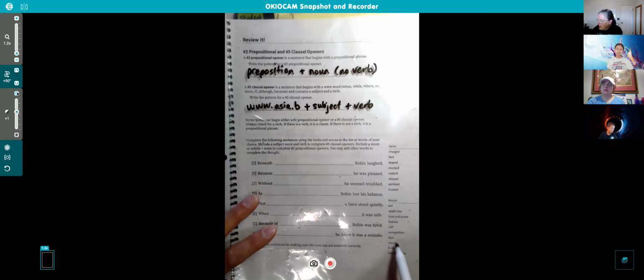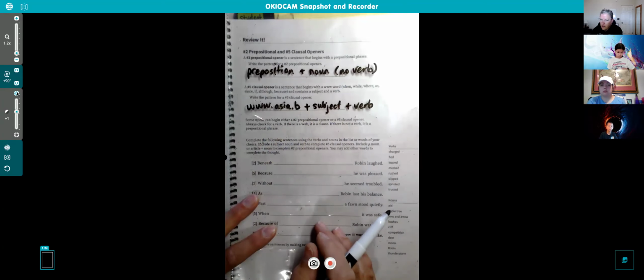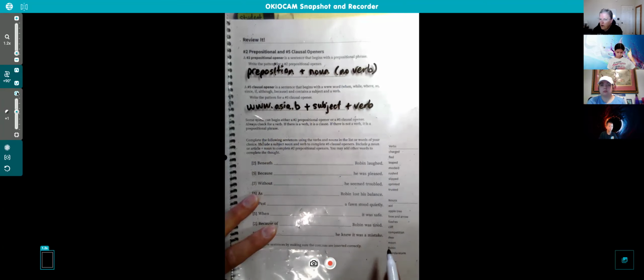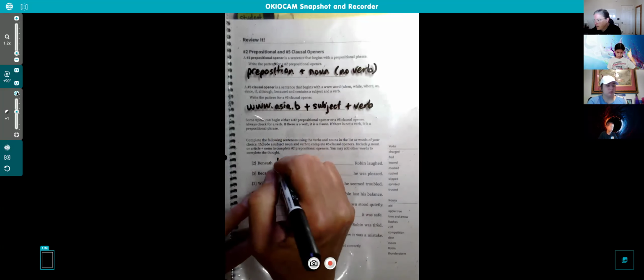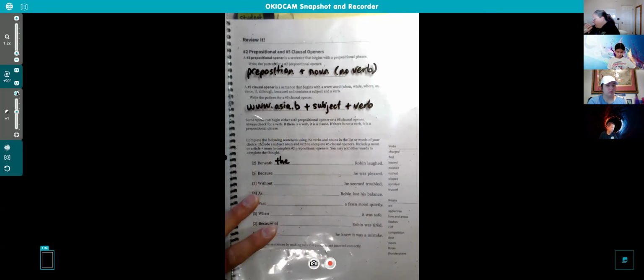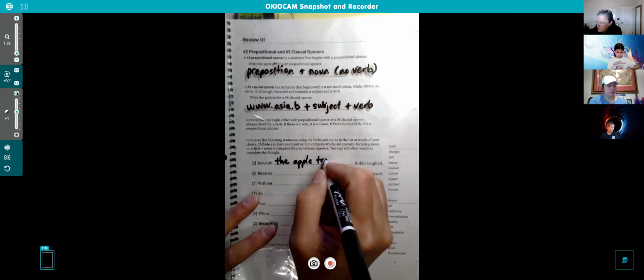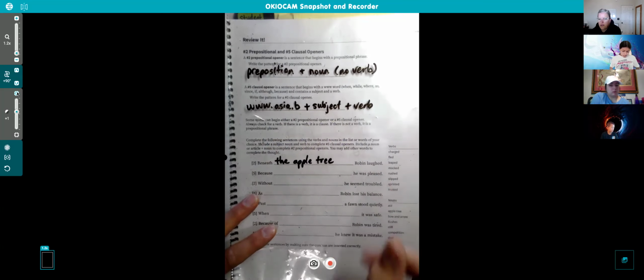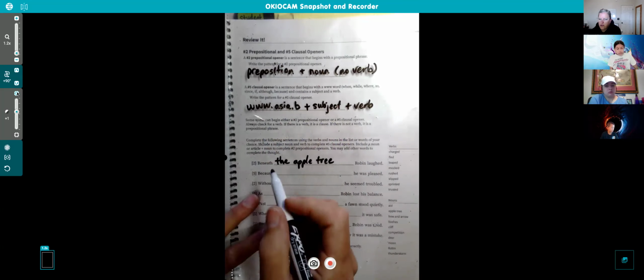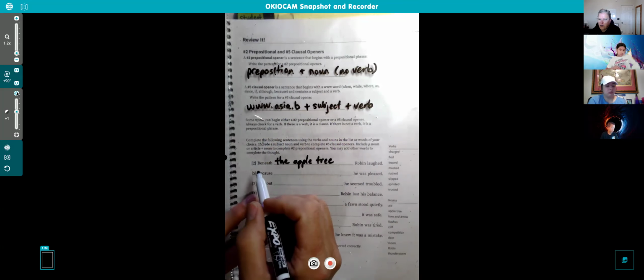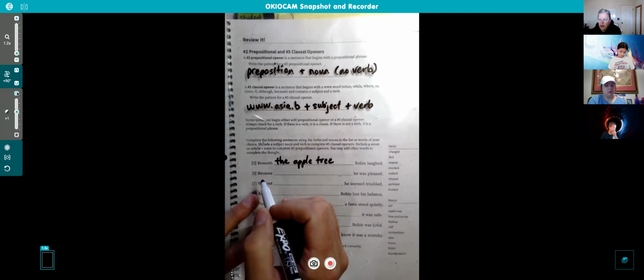So this one has a number 2, beneath blank, Robin laughed. So I'm looking at the nouns list here. I'm going to say beneath the apple tree. That one makes sense to me. By the way, I'm going to let you guys take turns with this, but you can choose from the list or you can make up your own. Beneath the apple tree, Robin laughed. Notice there's no verb here. That's a prepositional opener.